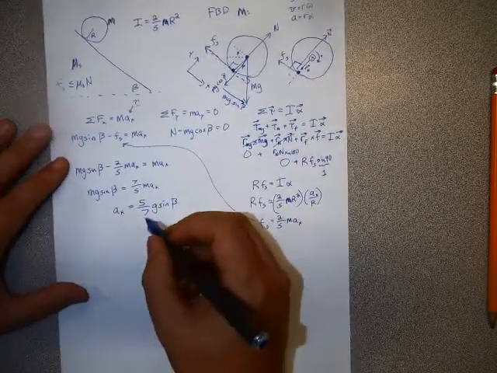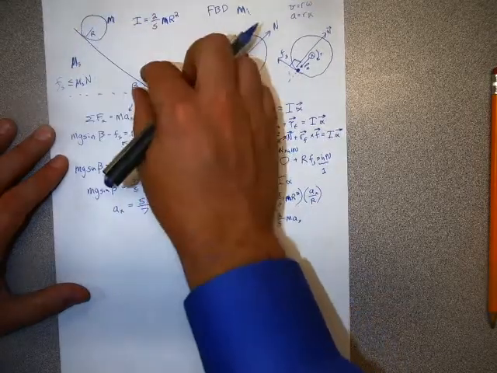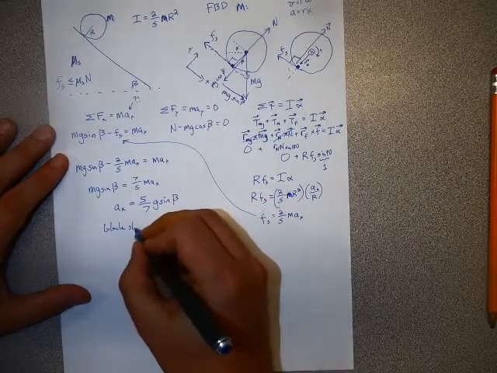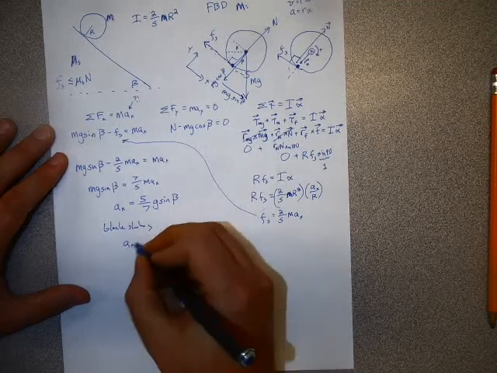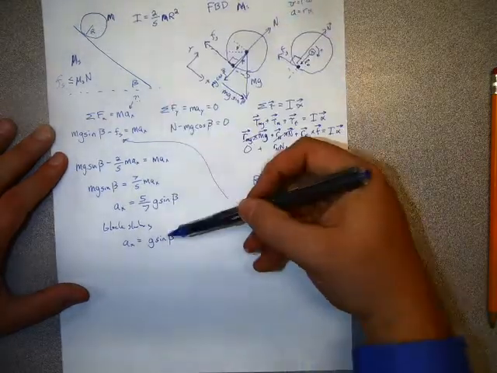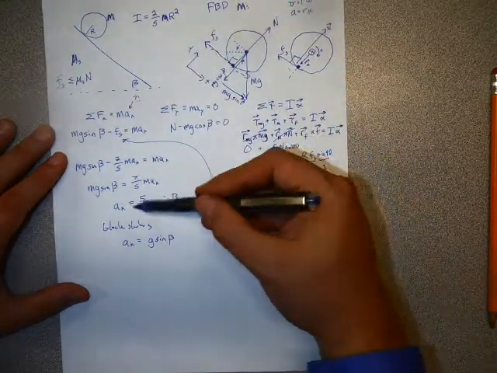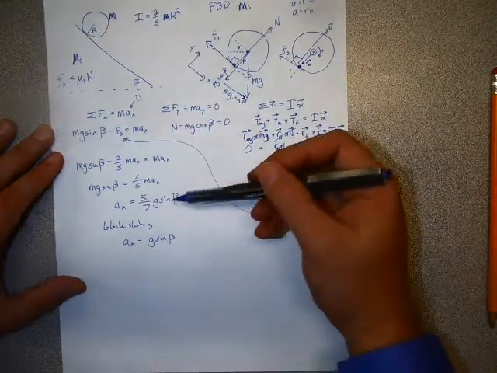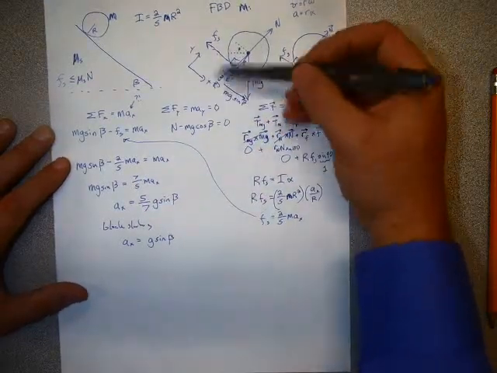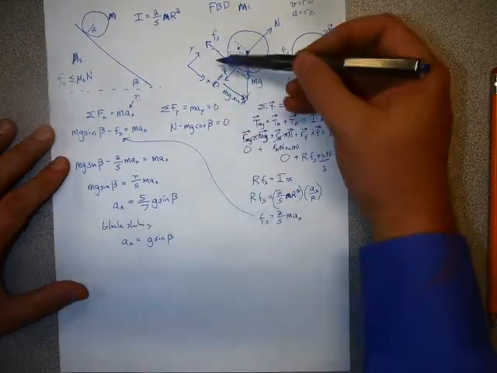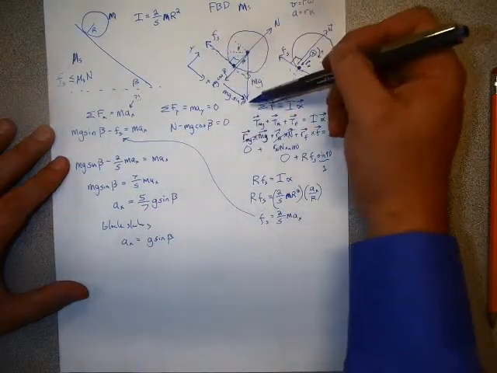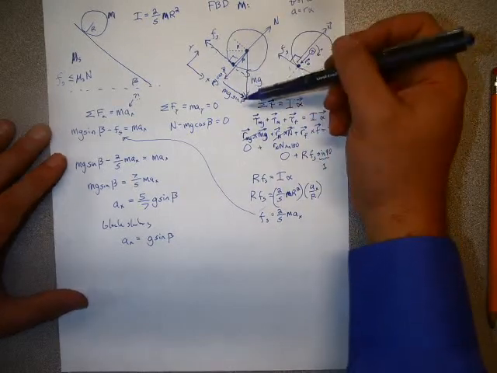This is pretty interesting. If you remember, for a block that slid down a ramp, the block sliding, we got previously an acceleration equal to g sine beta. So this rolling ball should accelerate at a slightly lower rate. And that makes sense, because in this problem there is some friction force that's going to oppose the gravitational force down the ramp and should lower the acceleration.